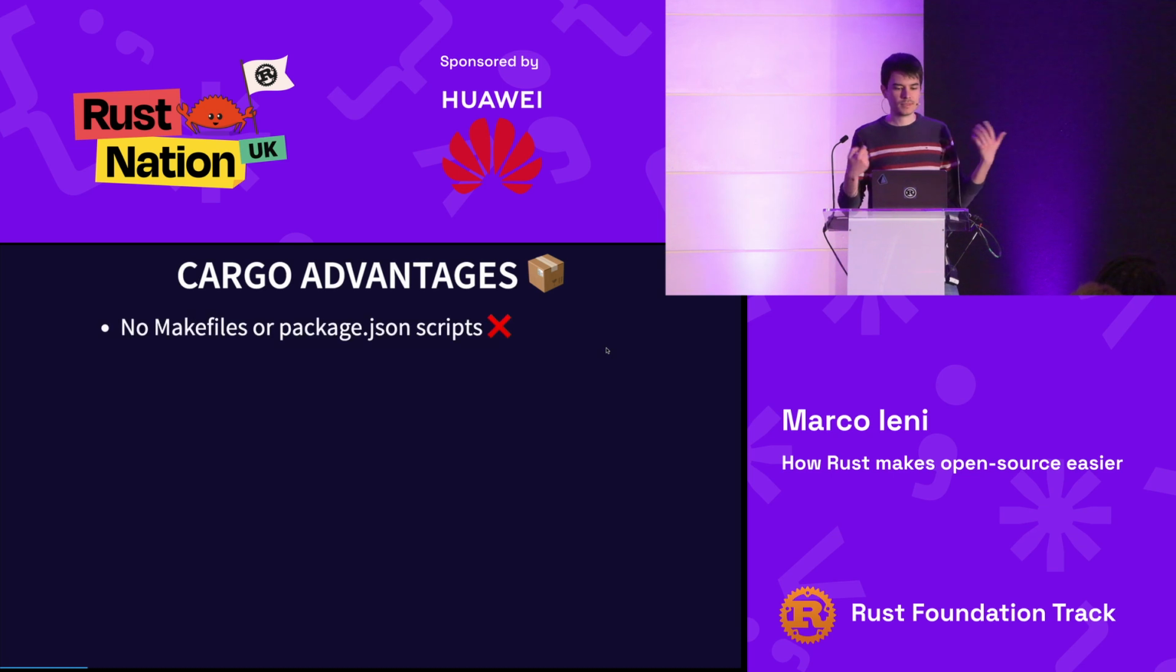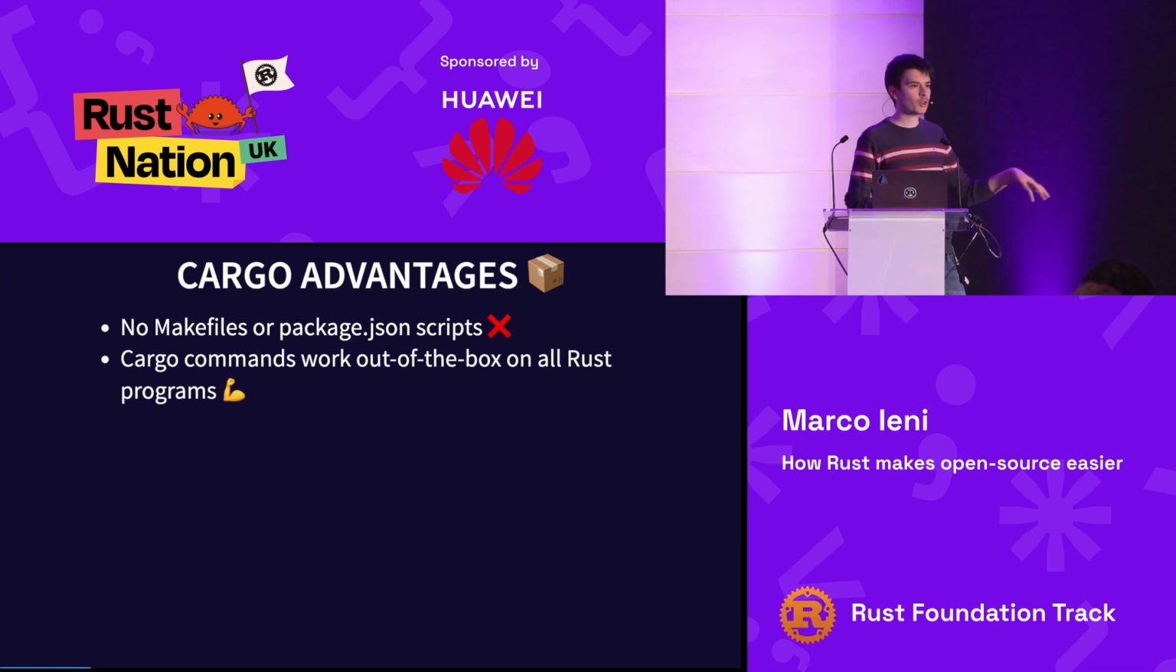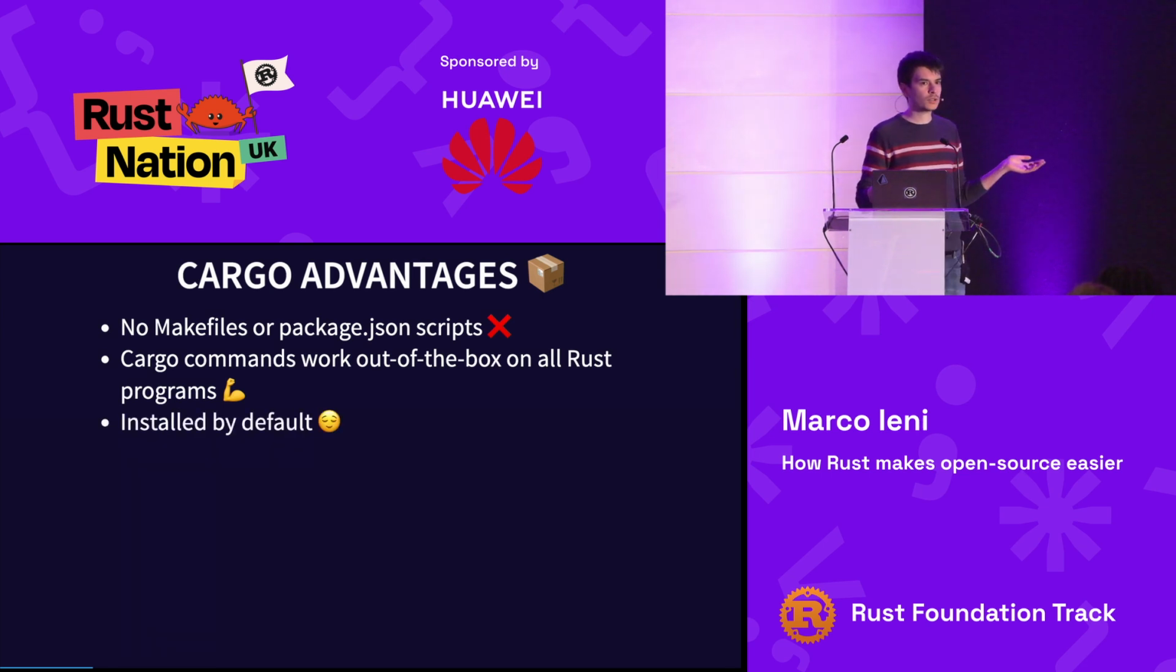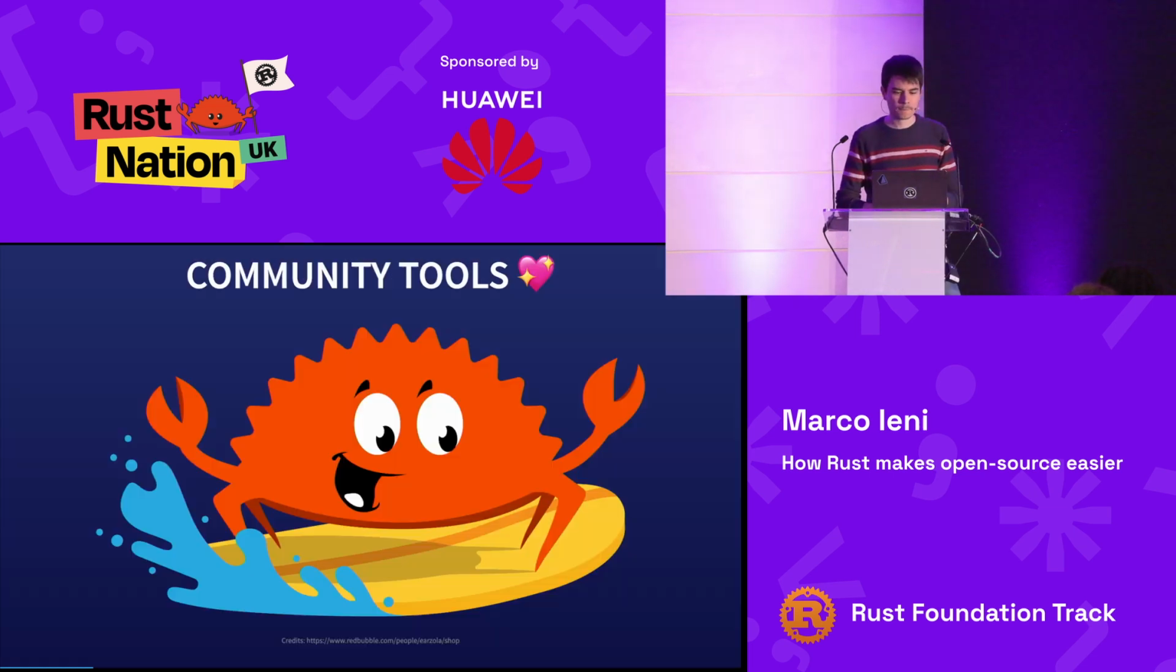To recap, these are some advantages of cargo. You don't need any makefile or package.json scripts. All the cargo commands we saw work out of the box on all Rust programs. You don't need to check what the conventions are for the current project you're working on. And it's installed by default. So when you download Rust, it's already installed for you.